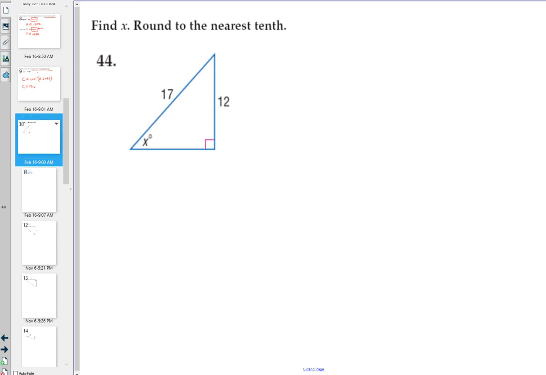Here we're looking for x. What is x? Not as a number, but as an object. Angle. In order to find angles, we need inverse trig functions. I'll go through the process of writing the equation, though you don't need the equation. We know that x is the angle. I don't know what trig function, and I don't know what the fraction is going to be, but I know that the 12 and the 17 are going to be there.